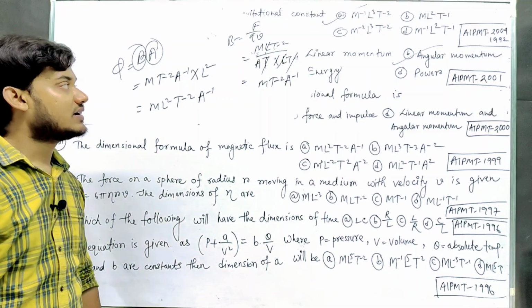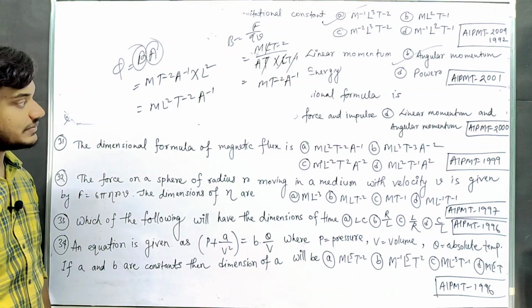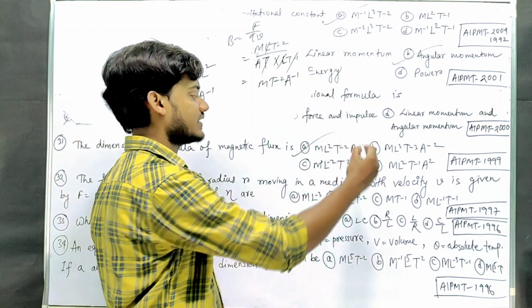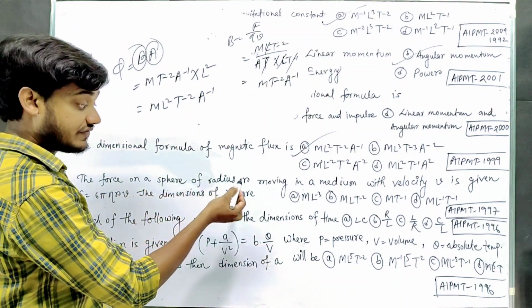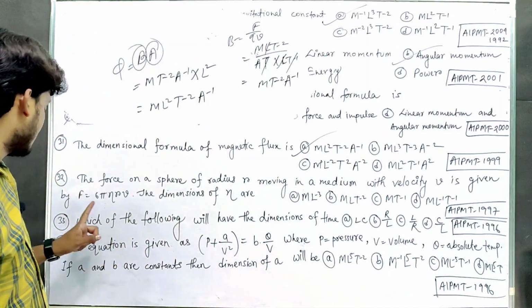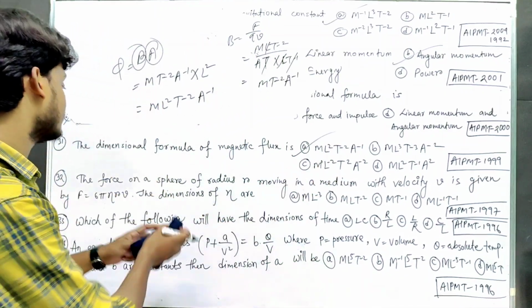F by AT LT inverse TT. Yes. Okay. So the right answer is ML square T inverse to A inverse, ML square T inverse 2. Option A is the right answer. Next, the force on a sphere of radius r moving in a medium with velocity v is given by F equals 6 pi eta r v. The dimensions of eta, options are given.